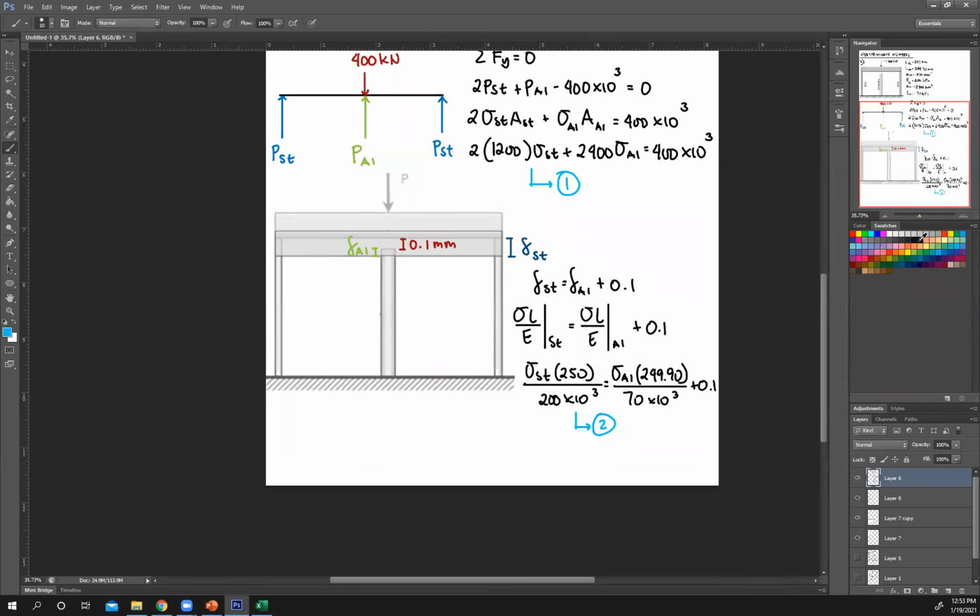Two equations, two unknowns. I can now solve for stress in your aluminum bar. Okay, please solve, using equation 1 and equation 2.